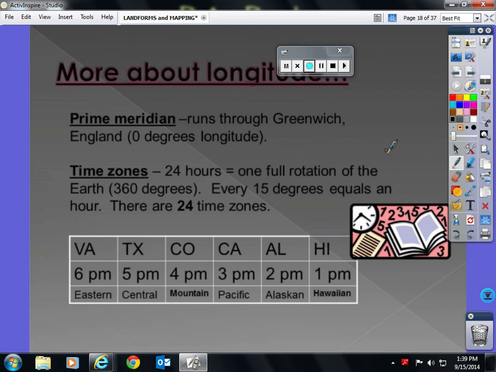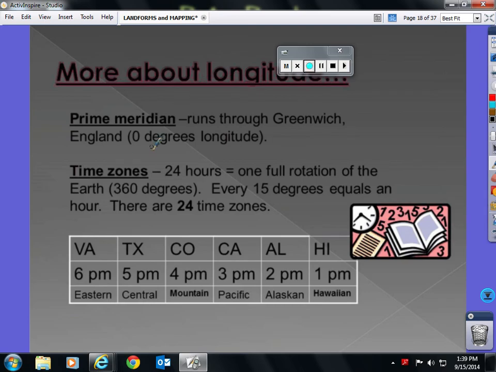Okay, the prime meridian, this is a famous longitudinal line that you should know. It's 0 degrees. It runs through Greenwich, England. It's spelled Greenwich, but you pronounce it Grenich. Okay, and a lot of times in the SOL, they expect you to just know where the prime meridian is, so you would look up Greenwich, England, and you would know it was there.